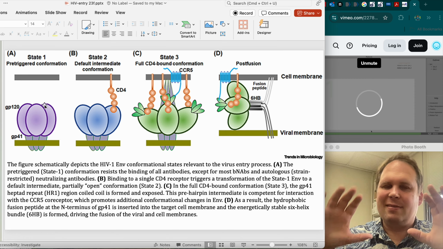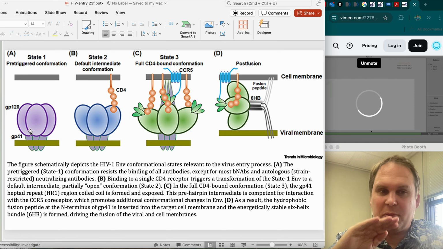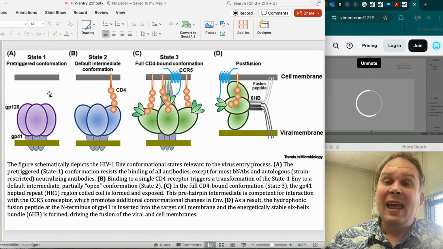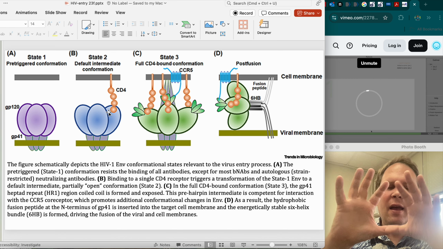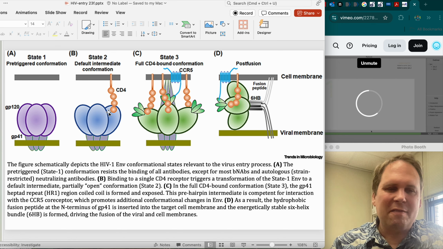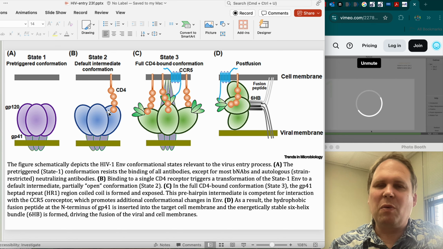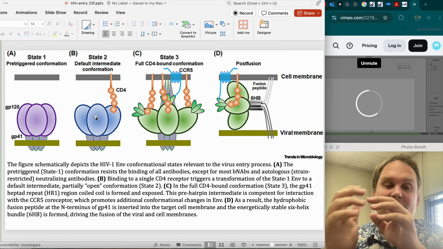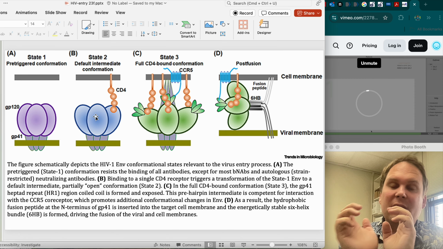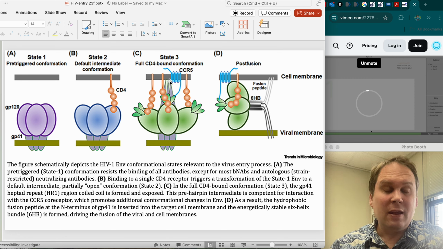Here is the super broad summary. So you start out in the closed pre-triggered conformation. This is before it encounters CD4. Encountering CD4 causes that whole rippling cascade of conformational changes in the GP120 and the GP41 parts. That's going to take us to our partly open conformation. And then it's going to go to this completely open conformation that exposes GP41.